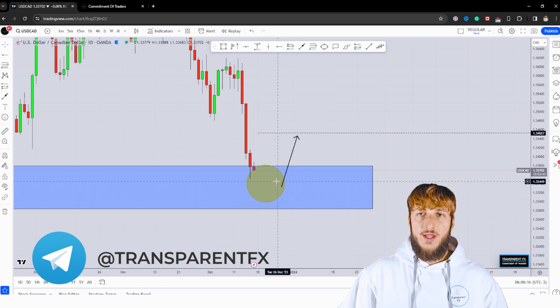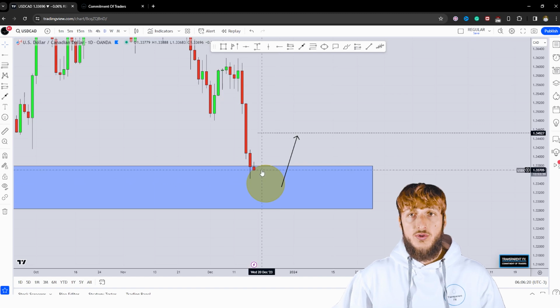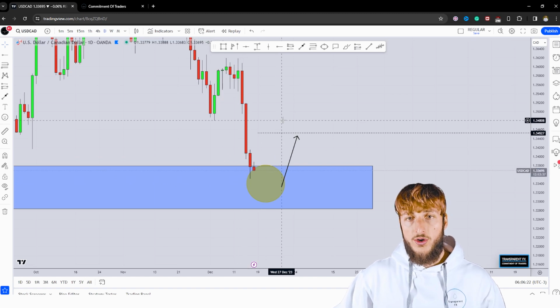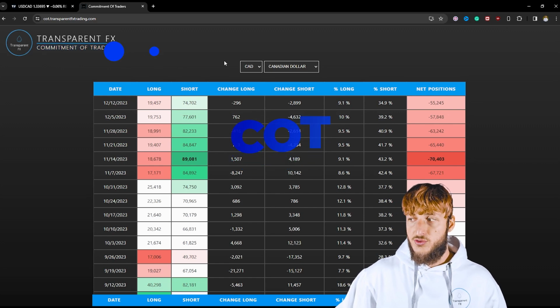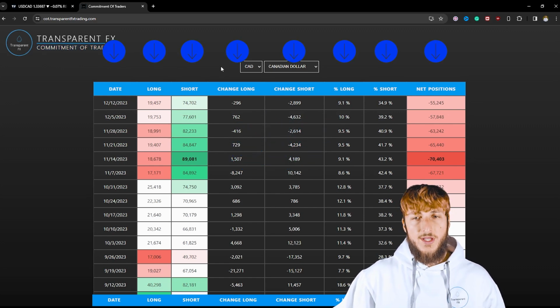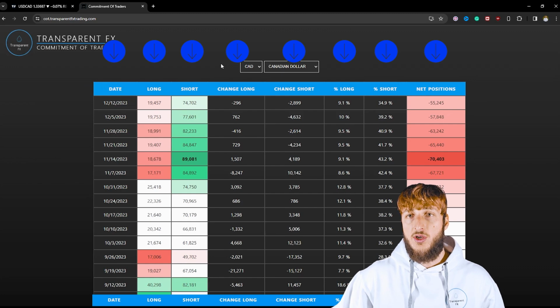Now, before, during the analysis, I was speaking about institutional longing. Now, let's go and see what institutions are doing on USDCAD. To do that, we have to check the commitment of traders, so the COT data, so essentially what hedge funds and the big players in the market are doing.